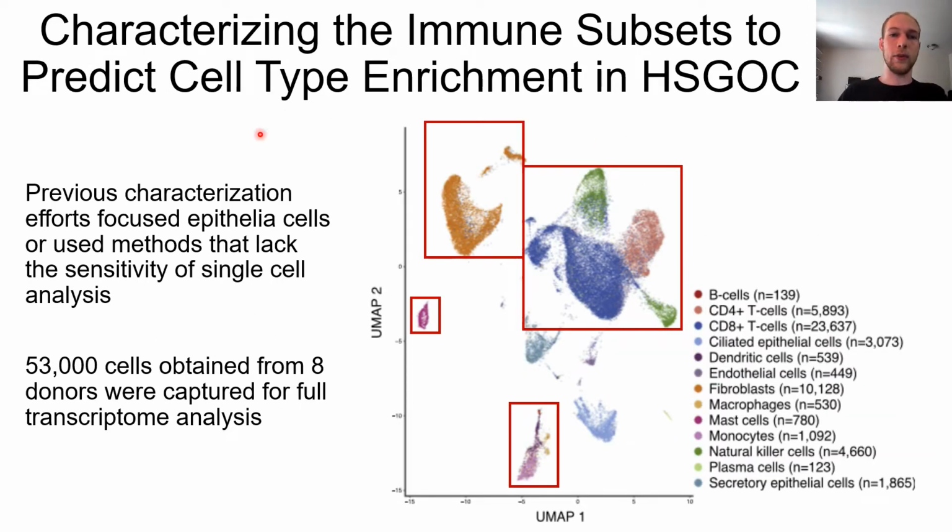So the data set I'm using represents around 53,000 cells from 8 different donors. And my work is to focus on the boxed cells here, representing the immune and stromal compartments of the fallopian tube. And the plot shows a dimensional reduction using UMAP used to broadly annotate the cell types.